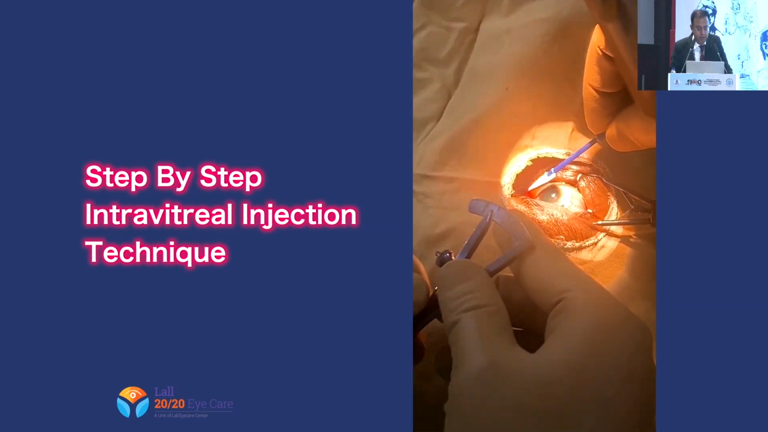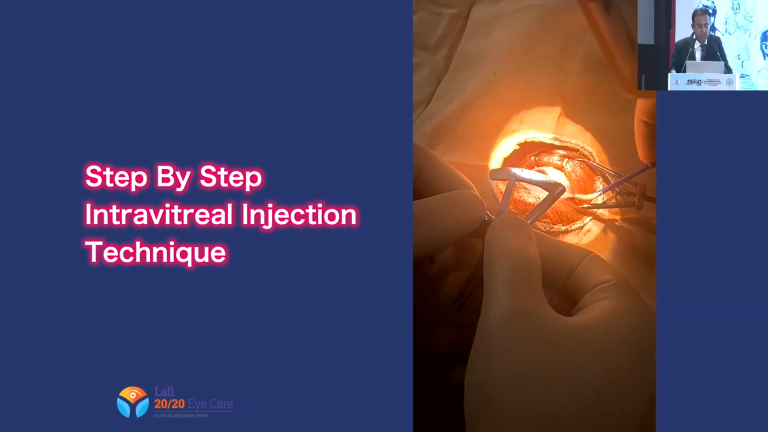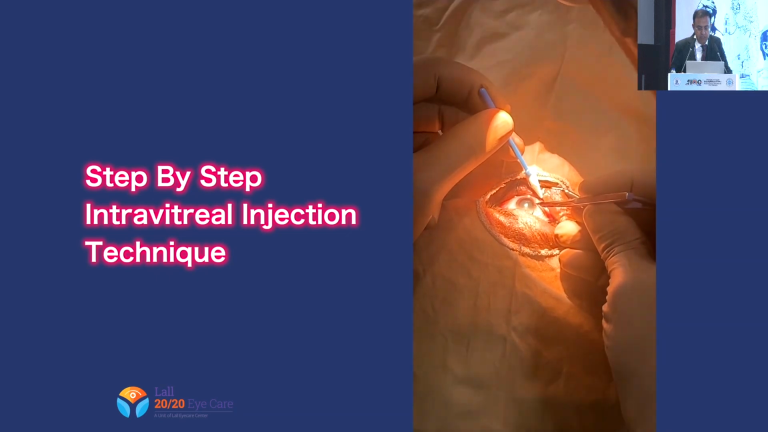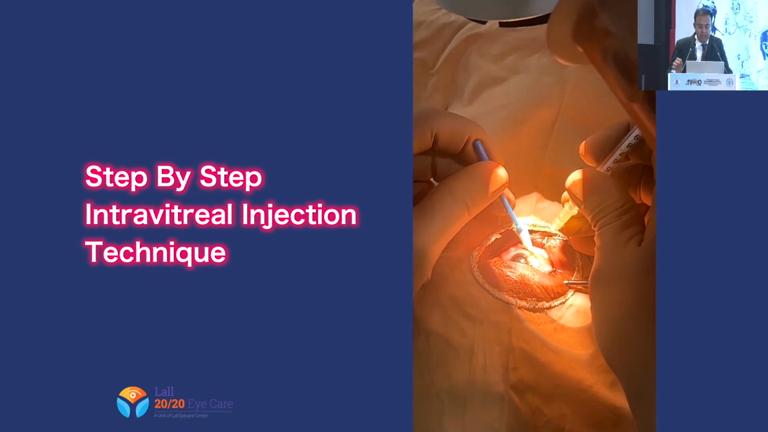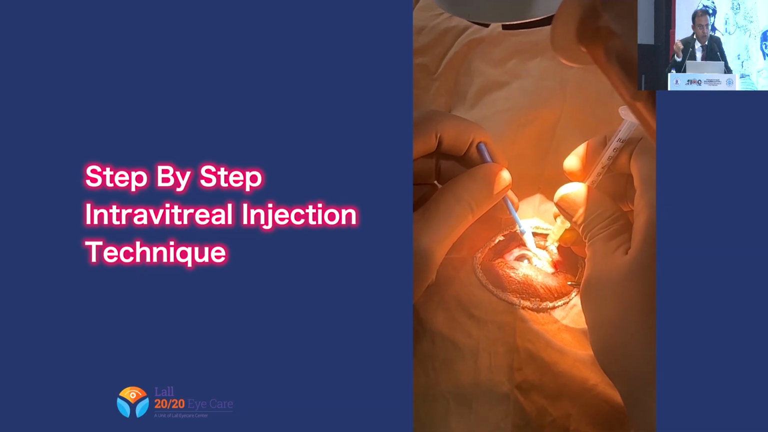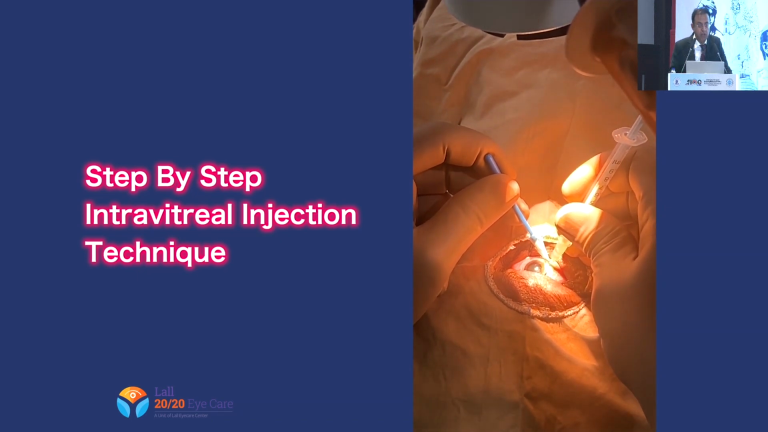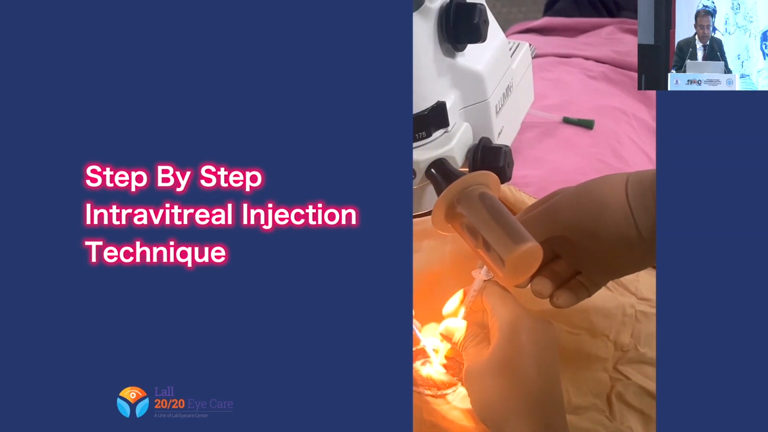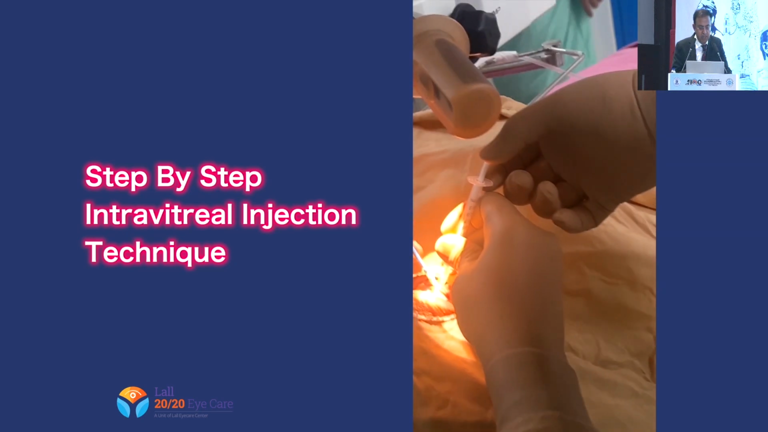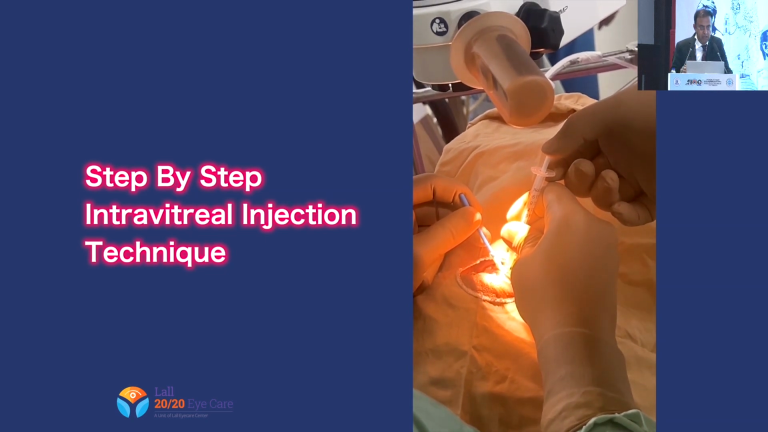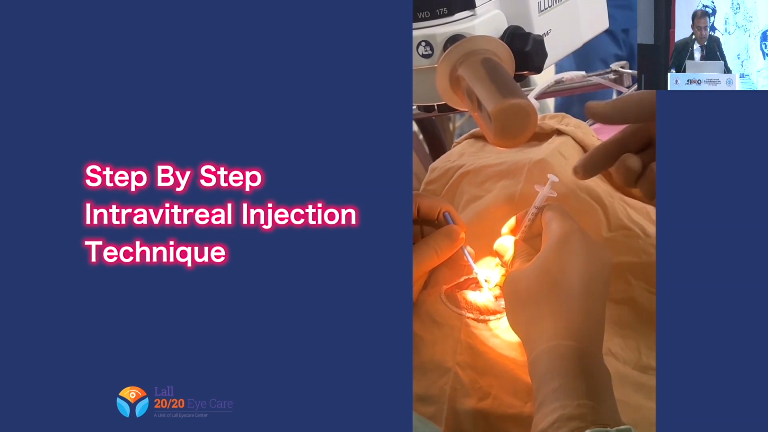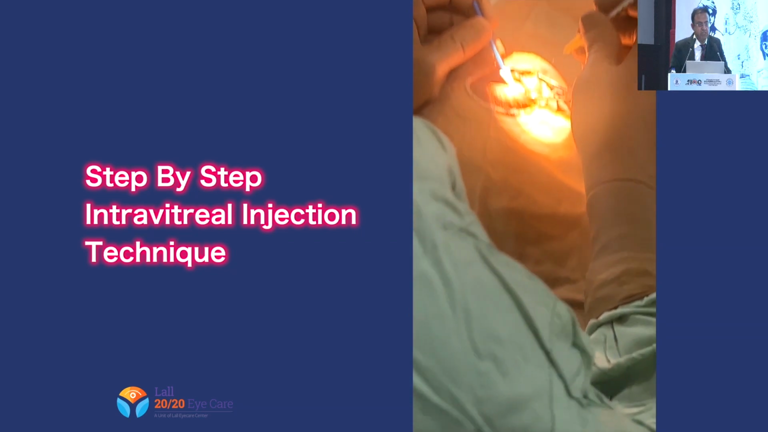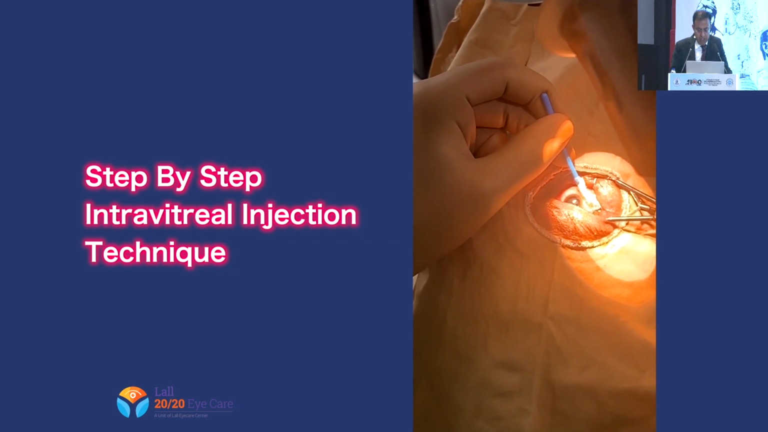We put a betadine drop, measure 3.5 mm. This is the video taken from outside. And what I want to say is that your needle should be directed into the core of the eye. You need not see the inside of the needle, and you can even ask your assistant to just inject as you keep the syringe stable. Once it is done, you remove the syringe and just try and put the conjunctiva back.